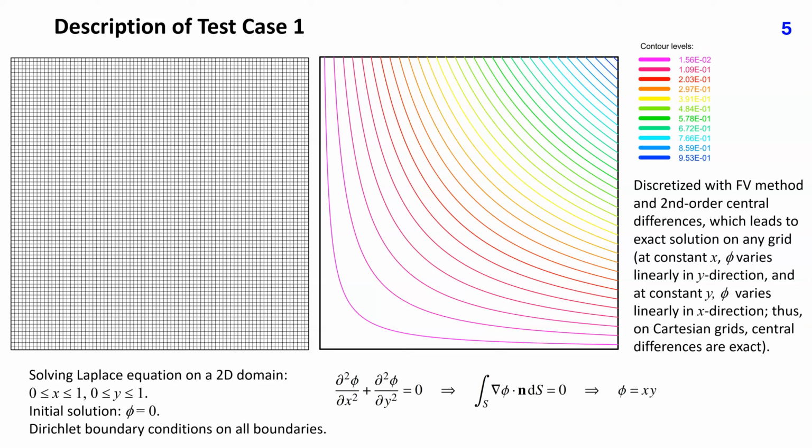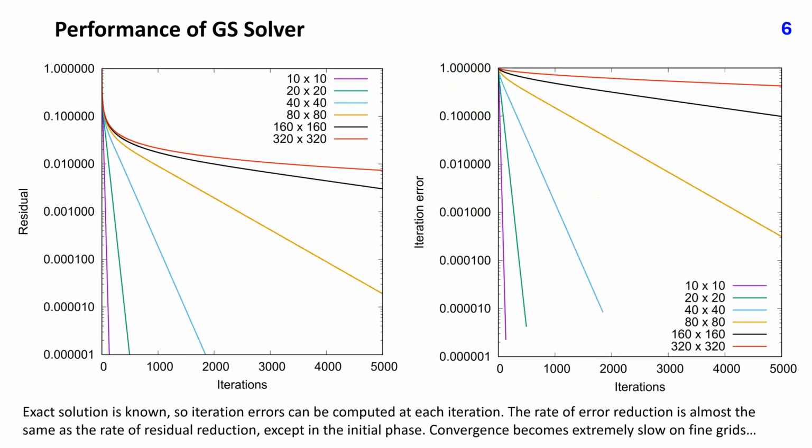Computations are performed on systematically refined grids, starting with 10 by 10 control volumes and doubling the number of cells in each direction with each refinement. The finest grid had 640 by 640 control volumes. The plot on the left shows the variation of residual norm, the sum of absolute values of residuals at all control volumes, with iterations for grids from 10 by 10 to 320 by 320 control volumes when Gauss-Seidel solver is used to solve the linear equation system resulting from discretization.